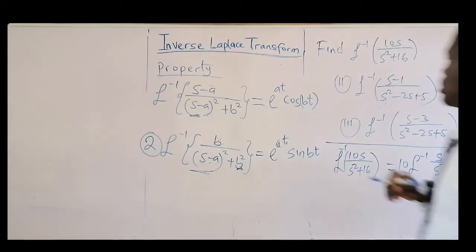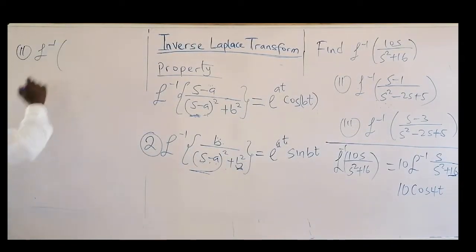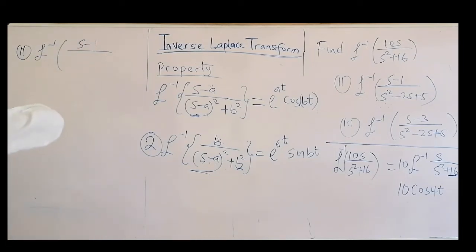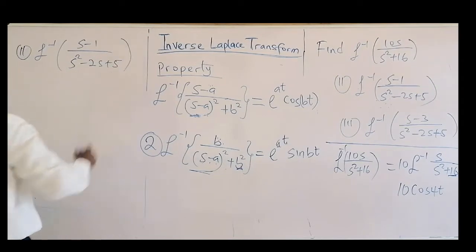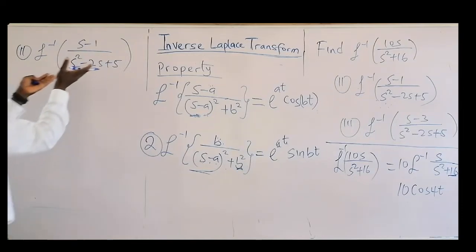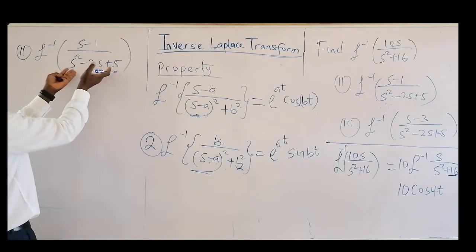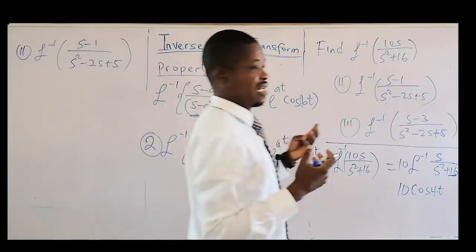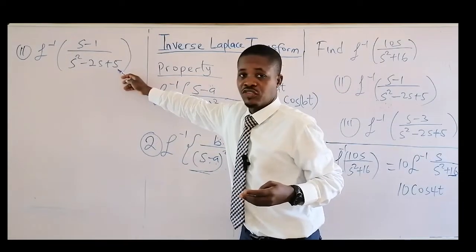Then the second one, number 2, inverse of x minus 1 over x squared minus 2x plus 5. So that's what we have here. What we're going to do here, we have to express this in two parts. Actually, we can't factorize this, but we can use the completing the square method to express this as a perfect square.